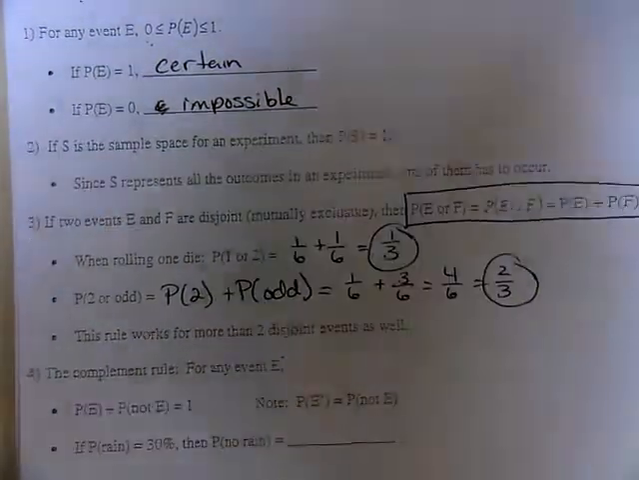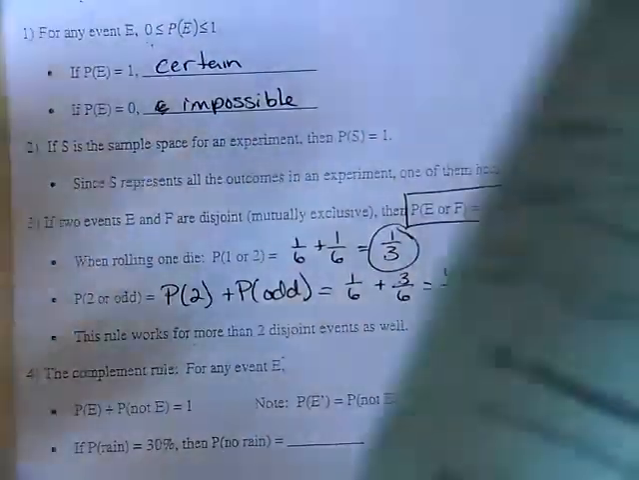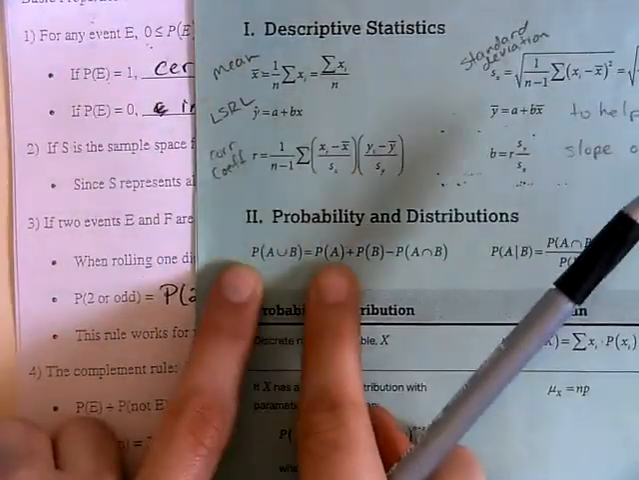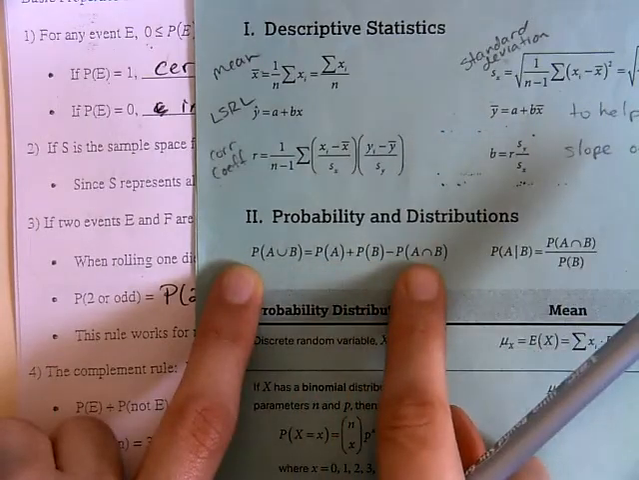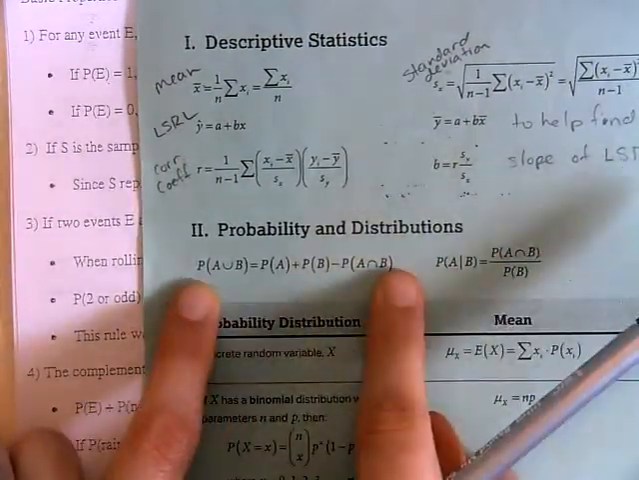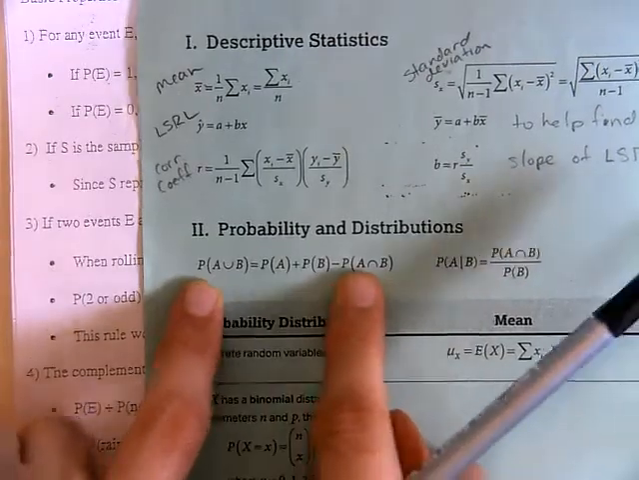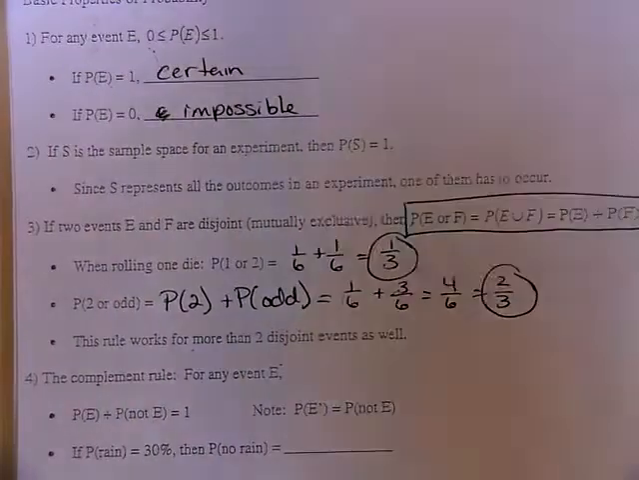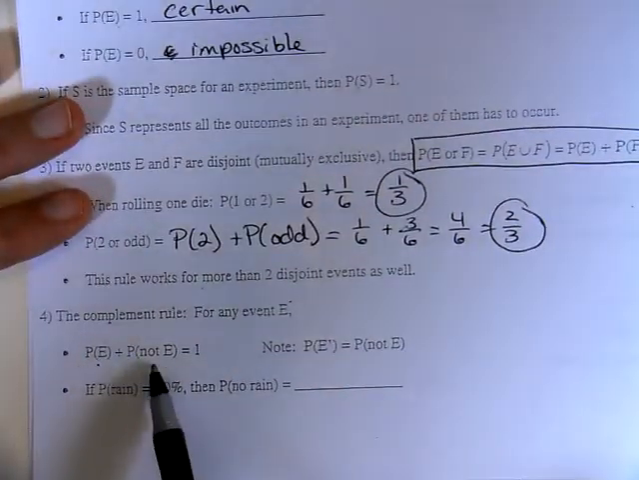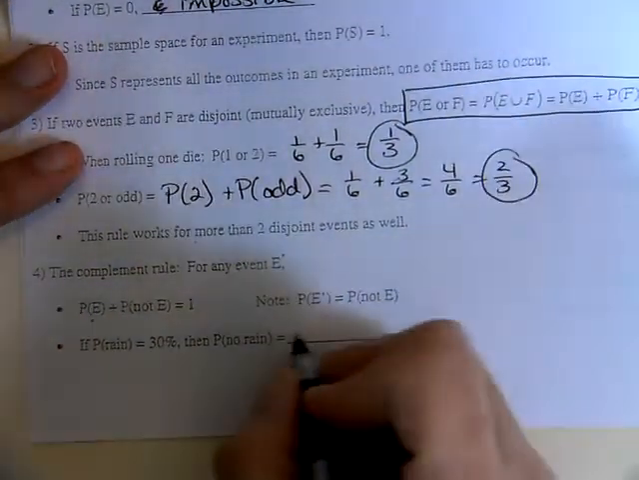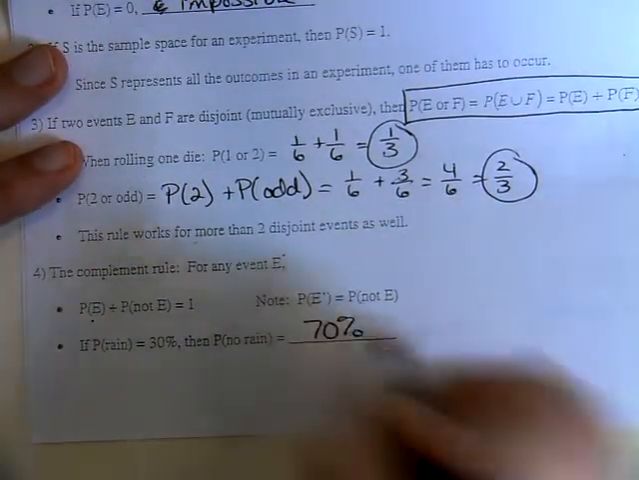If they're not disjoint, what ends up happening is you use this formula. The probability of A or B is P(A) plus P(B) minus the overlap. These are the only 2 rules you're going to need in all of Chapter 6. We'll get to this later. But this one works for everything. If they're mutually exclusive, the overlap of A and B is just 0. The complement rule: the probability of E and not E should add up to 1. So if the probability that it rains is 30%, the probability that it doesn't rain should be 70%.